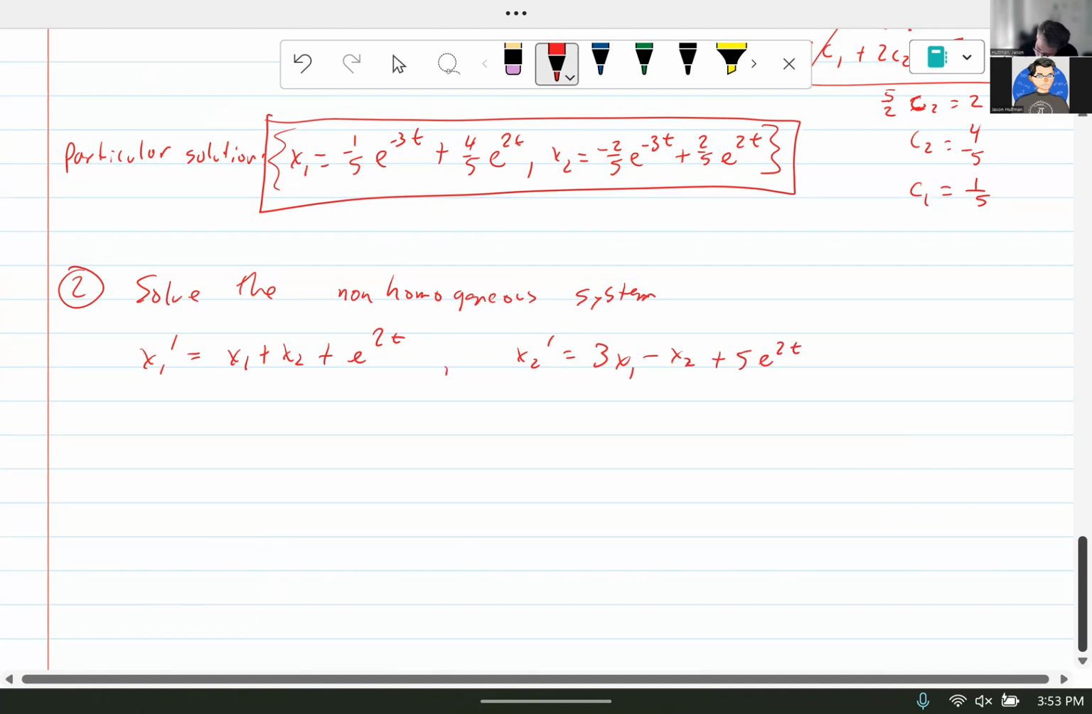Okay, so we have this system of equations. Now let's toss all the x1s and x2s to the other side. I get x1 prime minus x1 minus x2 is equal to e to the 2t. And then over here, I get negative 3x1 plus x2 prime minus x2 is equal to 5e to the 2t. So now I have that b term from the definition. Okay, b1 is e to the 2t, b2 is 5e to the 2t.